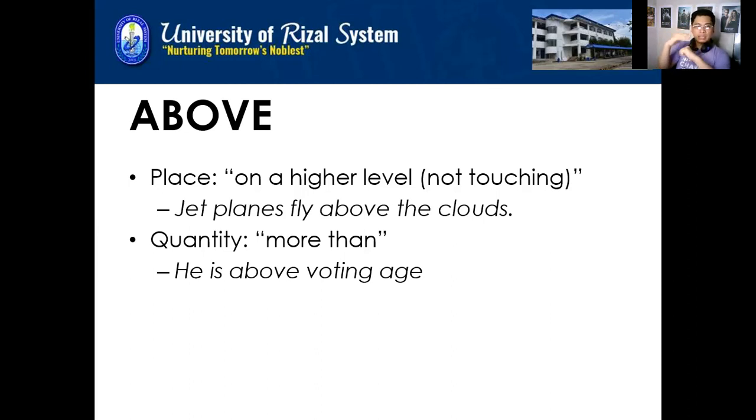So, above the clouds. When we are referring to a quantity, it means more than. Let's say he is above voting age. It means that his age is more than the voting age. So more than, above. You can use it to refer to a place or to refer to a quantity.